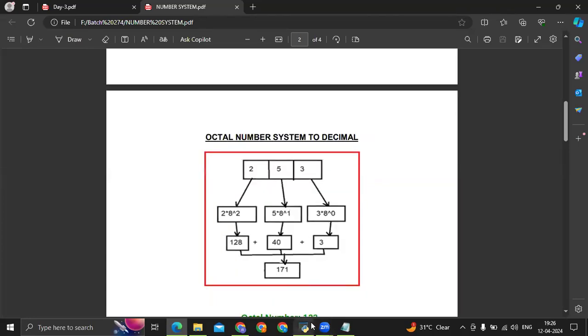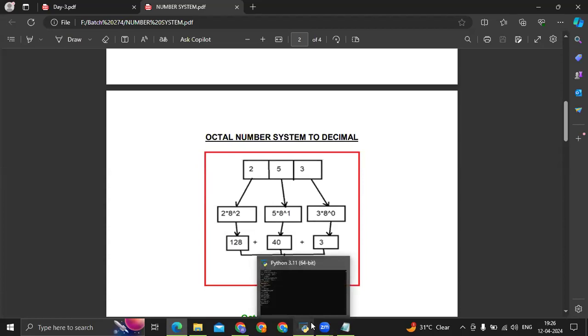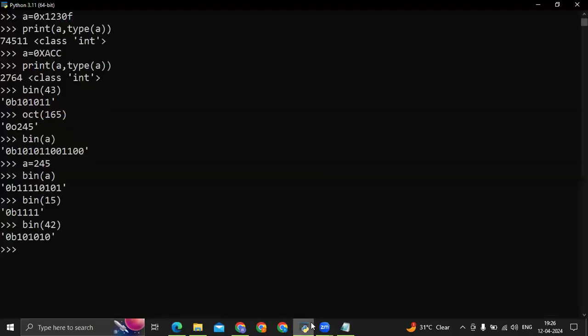Now let's check octal of 171. It's 0o253.